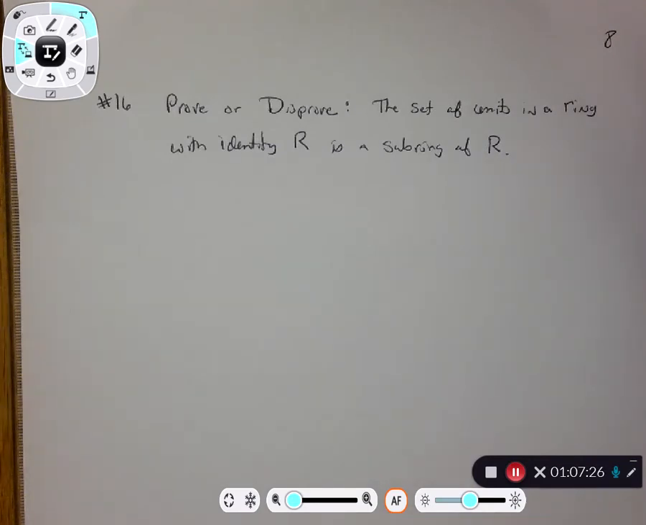Well, this one is one of those thinking things. It says this: prove or disprove. The set of units in a ring with identity R is going to be a subring of R. So remember what the units are. So this is the idea.